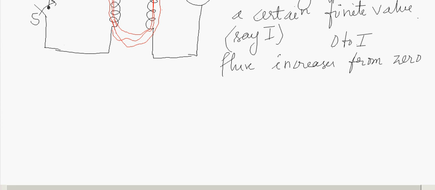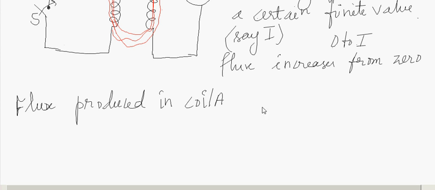So next I can write: the flux produced in coil A also links coil B.